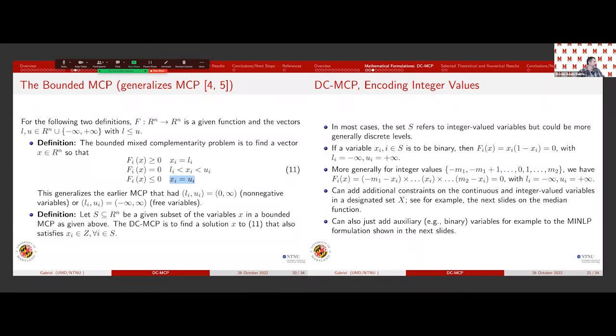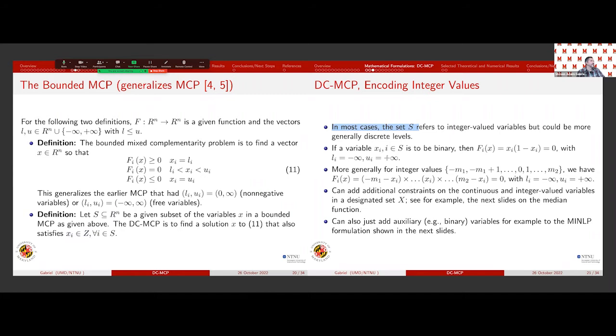So what is the discretely constrained MCP, DC-MCP? It's basically let S be some subset of Rn, a given subset of the variables in a bounded MCP as given above. Then the discretely constrained MCP is to find a solution to 11 such that all the variables in this set are integers. Okay, so integer and positive if they're positive variables, or just free variables, but integers. So some subset of the variables are integers is the idea here. And in most cases, S is integer valued or binary.